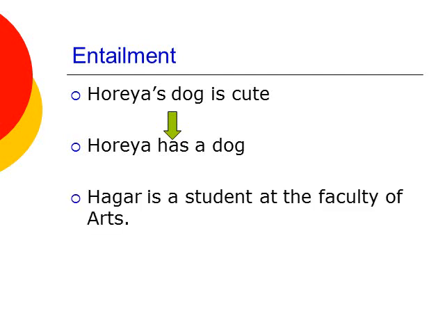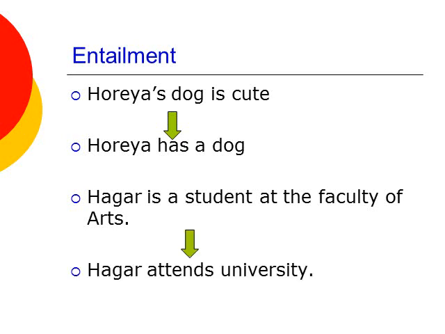Another question. If the sentence "Hagar is a student at the Faculty of Arts" is true, does this mean that "Hagar attends university" is true? Yes. So in the first example, "Horiya's dog is cute" entails that Horiya has a dog. So if the first sentence is true, the second sentence is true as well.